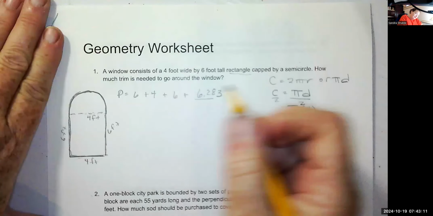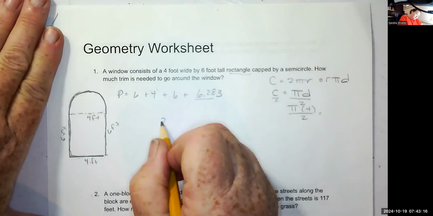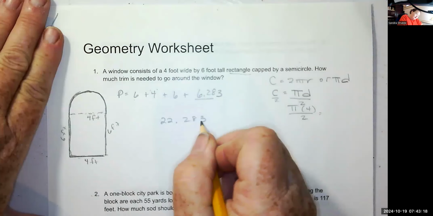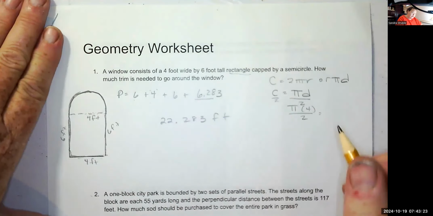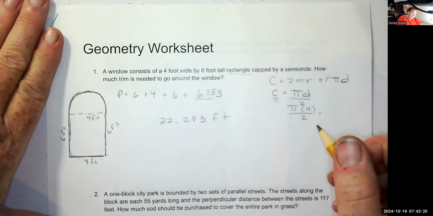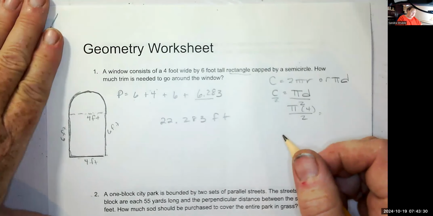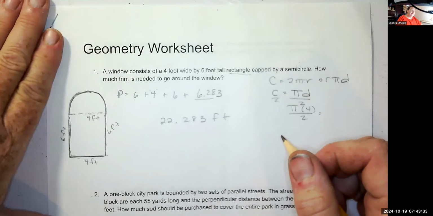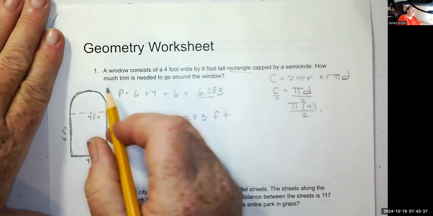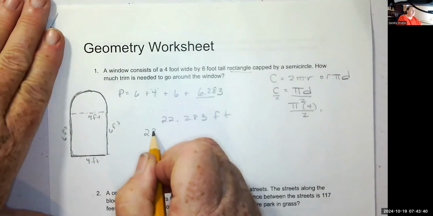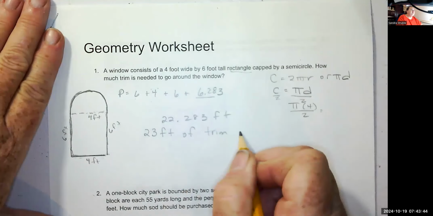All right, so let's just add these up. 6, 12, 18, 19, 21, 22.283 feet. So that's how much trim is needed. When they go to the store to buy it, you're not going to buy 22 foot. You're going to buy at least 23 foot to compensate. So how much trim is needed? 23 feet of trim is needed.